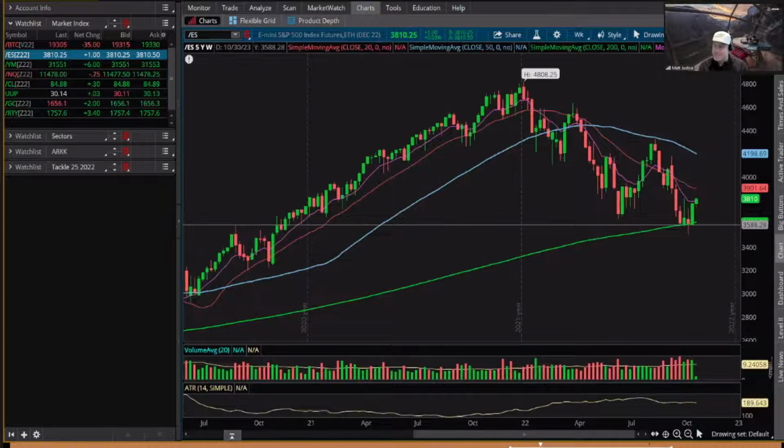That 200 weekly stands out because it's not just us at Tackle that looks at it. It's every other technician out there, hedge funds, institutions. It is one of those areas on the chart where decisions are going to be made, no doubt about that. And when you have an area on a chart where decisions are going to be made, you're either going to see a really good short, or when that decision fails, you're going to see a reversal.